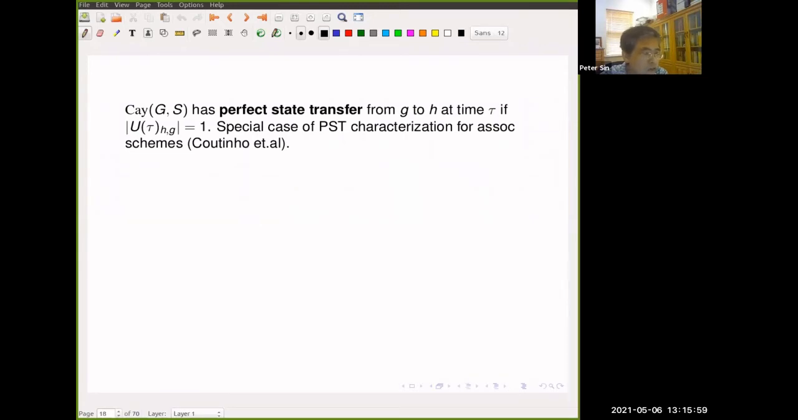So let me just remind you of the definition. The graph has perfect state transfer from g to h at time tau if the (h, g) entry of U of tau has absolute value 1. Perfect state transfer has been characterized for association schemes, I think starting in Gabriel's thesis, but also in the book with Chris. I'm just going to specialize that characterization to Cayley graphs.